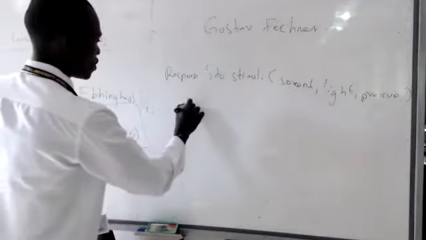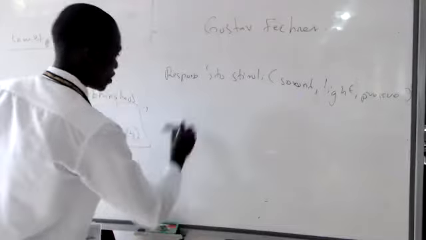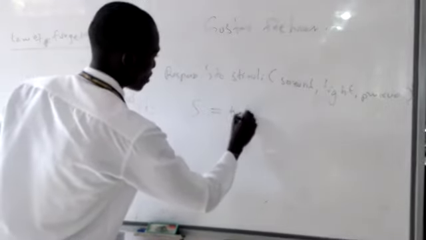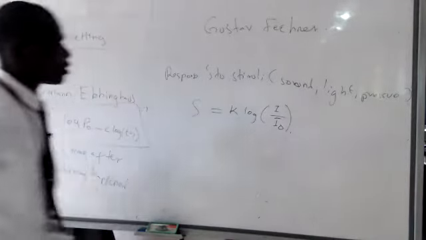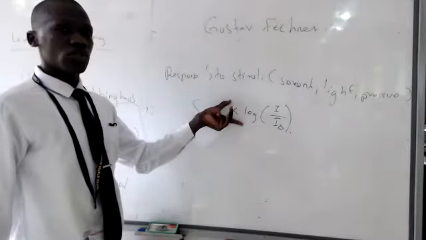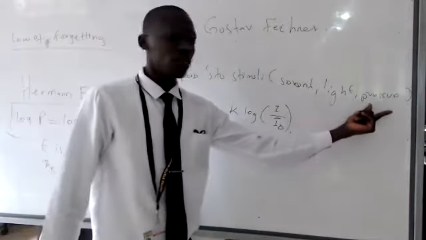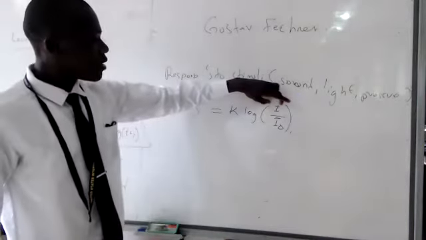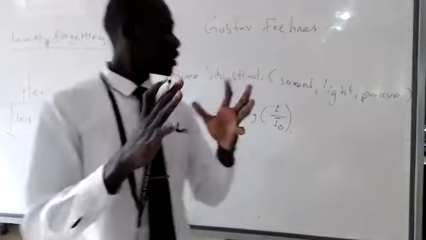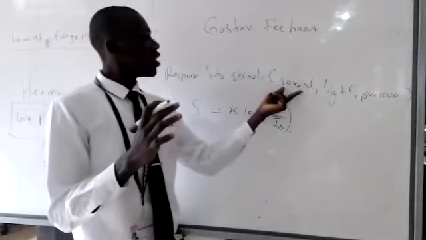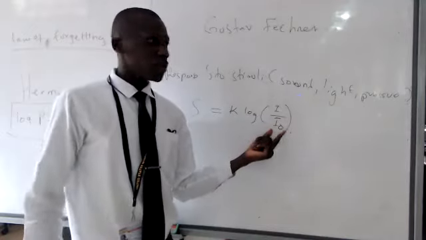So his law tells you that S is k times the logarithm of I divided by I naught. Well, k depends on each and every stimulus, so the one for sound is different from the one for light, different from the one for pressure. Then this I above here is called subjective intensity. It's simply the power by which, let's say, sound or light or pressure hits a person. And then I naught is called threshold intensity.